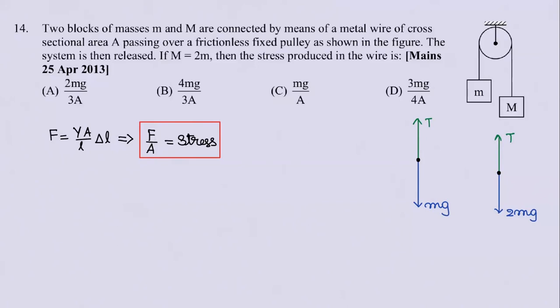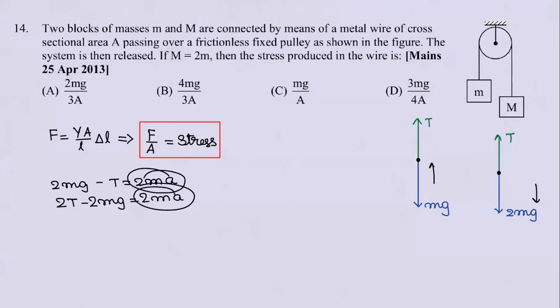Right, what next? We got that. So definitely 2 mg will go down, this mg will go up. So net force is equal to 2 mg minus T is equal to 2 ma. And then T minus mg is equal to ma. But what I do is that I will multiply the entire equation by 2.